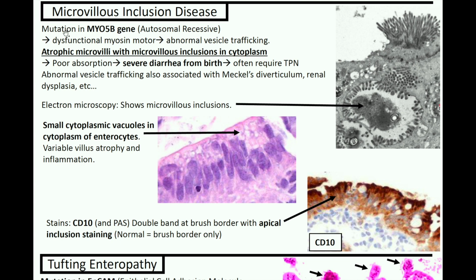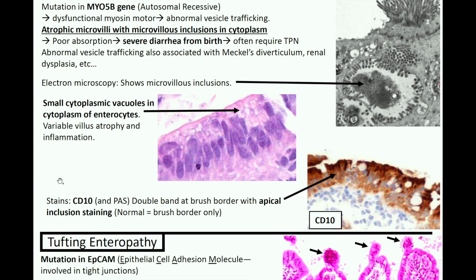So atrophic microvilli with microvillous inclusions in the cytoplasm can be seen, leading to poor absorption and severe diarrhea from birth, often requiring TPN. You can have abnormal vesicle trafficking, also associated with Meckel's diverticulum and renal dysplasia. And then on electron microscopy, you're going to see these microvillous inclusions as shown here. And then in this image, you see small cytoplasmic vacuoles in the cytoplasm of enterocytes with variable villous atrophy and inflammation.